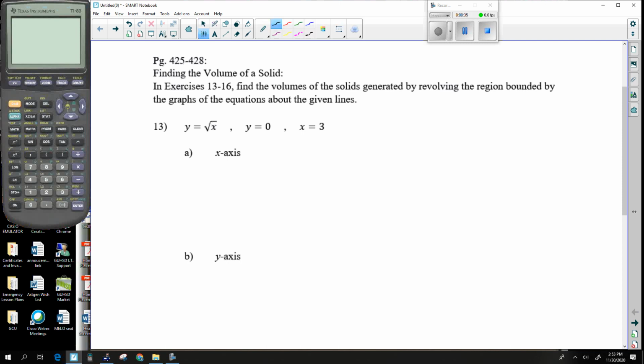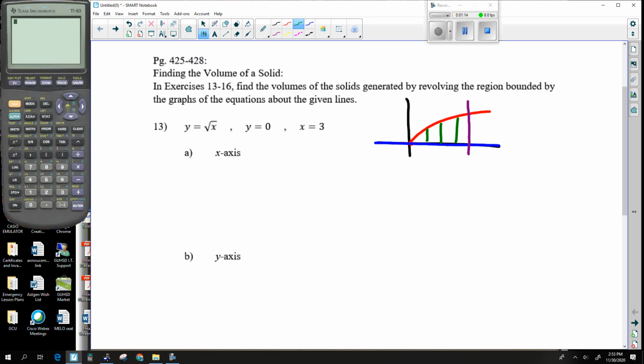It's in your best interest to understand what a picture of the bounded region looks like in this situation. We have the square root of x provided right here. We have y equals 0, which is that guy. And then we also have x equals 3, which is this right here. If this is the region that is bounded, an integration of this style is probably in your best interest.